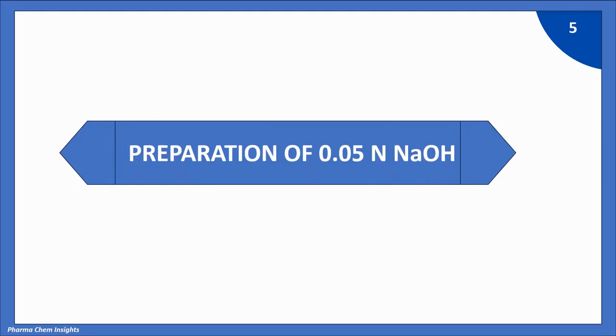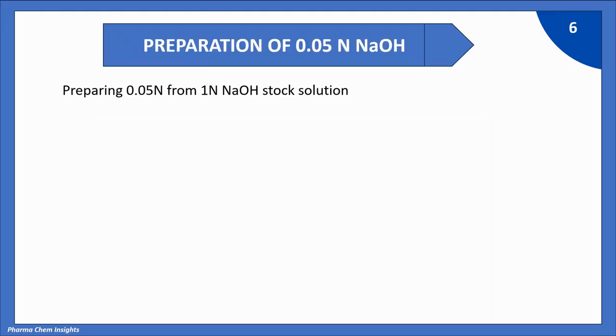Preparation of 0.05 normal NaOH solution. So preparing 0.05 normal from 1 normal NaOH stock solution. Let us see this by example to prepare 100 ml of 0.05 normal NaOH solution. Here I am showing the example for 100 ml. You can increase or decrease the volume of preparation as per your requirement.